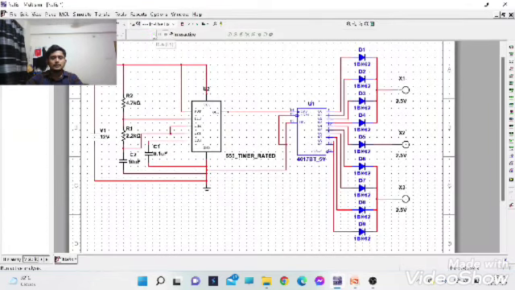If I run the simulation, it first comes with red color, and after a few seconds it comes with green color, and then after a few seconds it comes with yellow color.